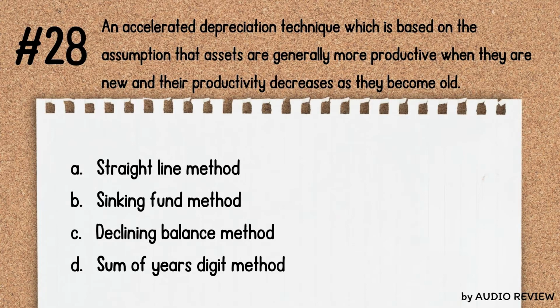Question number 28. An accelerated depreciation technique, which is based on the assumption that assets are generally more productive when they are new and their productivity decreases as they become old. A. Straight line method. B. Sinking fund method. C. Declining balance method. D. Sum of years digit method. The answer? It's D. Sum of years digit method. An accelerated depreciation technique which is based on the assumption that assets are generally more productive when they are new and their productivity decreases as they become old. Sum of years digit method.